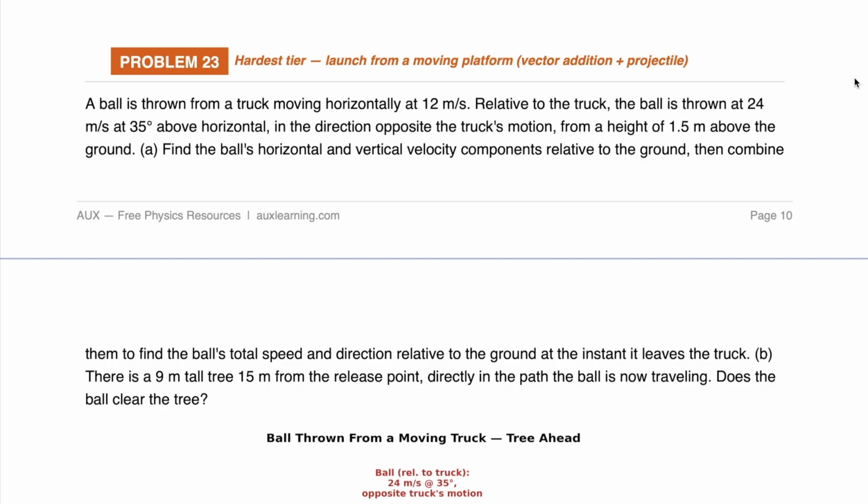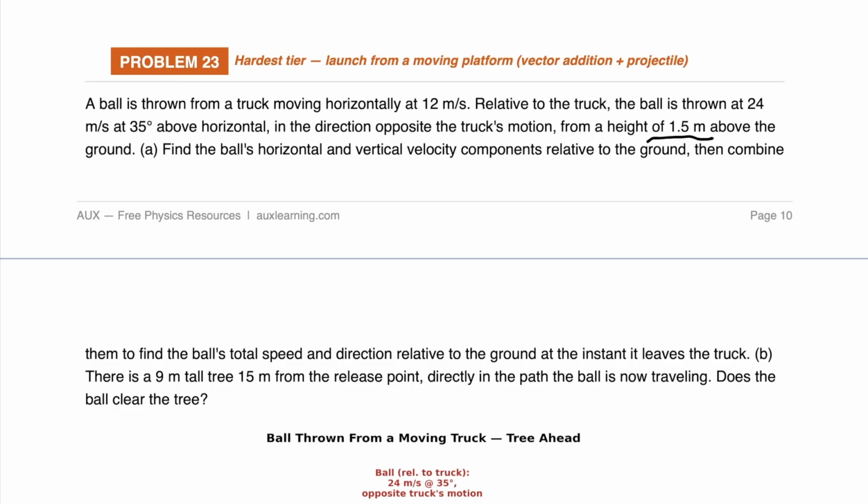A ball is thrown from a truck moving horizontally at 12 meters per second. Relative to the truck, the ball is thrown at 24 meters per second at 35 degrees above horizontal, in the direction opposite the truck's motion, from a height of 1.5 meters above the ground. We need to find the horizontal and vertical velocity components of the ball's velocity, and then combine them to find the ball's total speed and direction relative to the ground at the instant it leaves the truck.